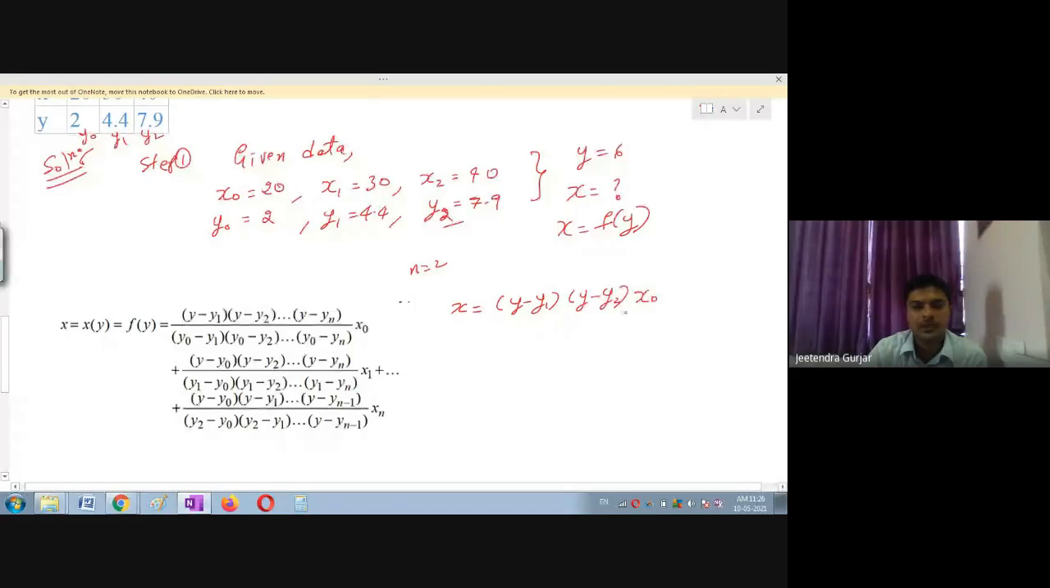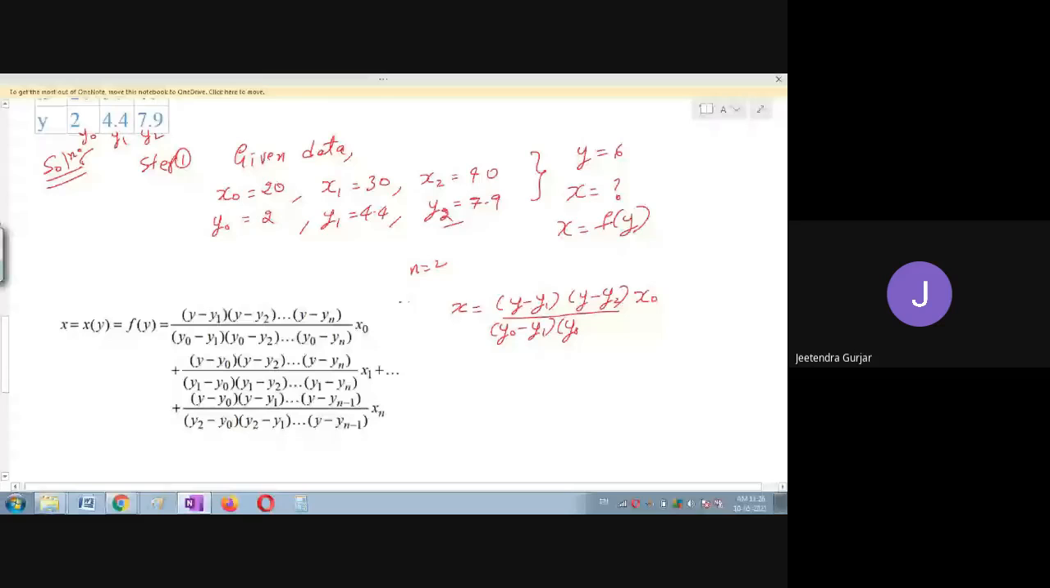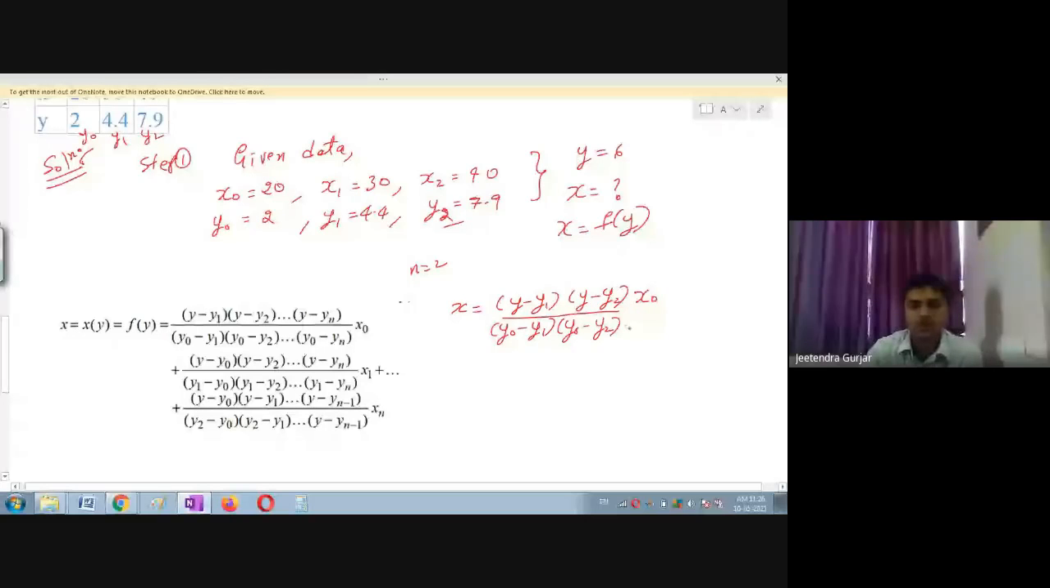Divided by, now again same. Again have skipped here y naught. So x naught is there. Here you are going to write always y naught is being subtracted with all the terms. That is y naught minus y1, y naught minus y2. Again you are not supposed to write here y naught minus y naught, otherwise it will become 0. Okay, so next I will continue this.